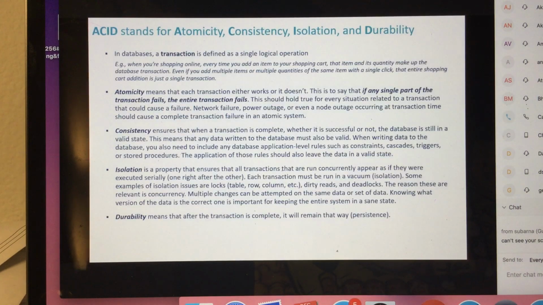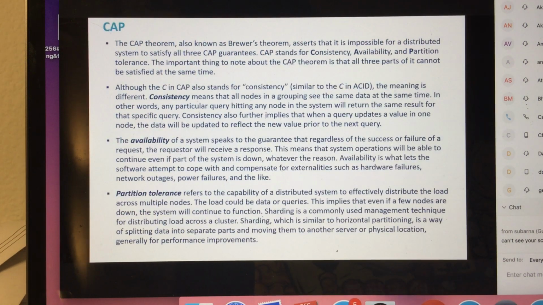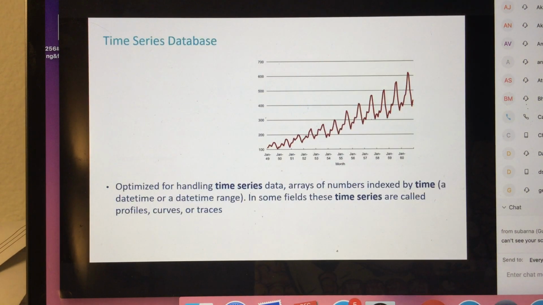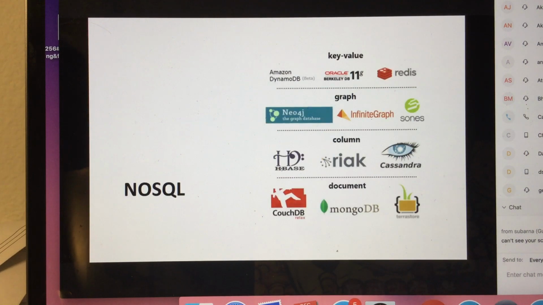That's not that important. But you should know what ACID means, all the different ideas here. What is the CAP theorem, and what are the different definitions for the components? What is BASE, and how does that work? What is a time series database?